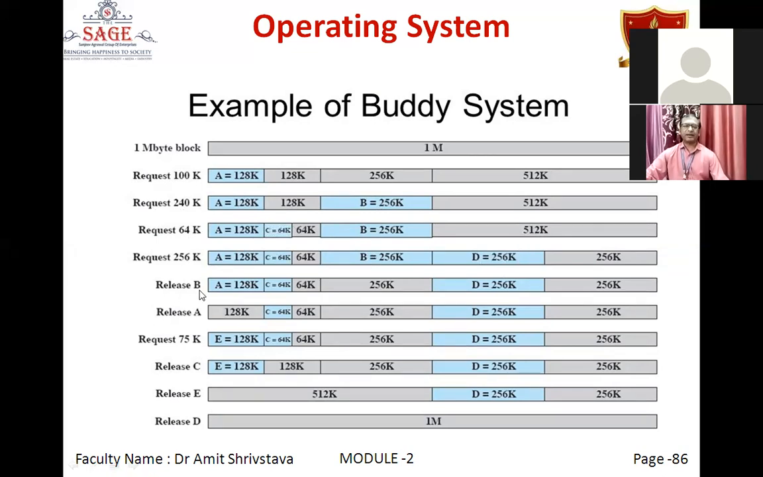Then we are releasing B. So we will be releasing this 256K. So the memory is freed up and so on. So we can see here the allocation and deallocation is done in terms of the memory which is of the power of 2, and it is very fast in case of buddy system.